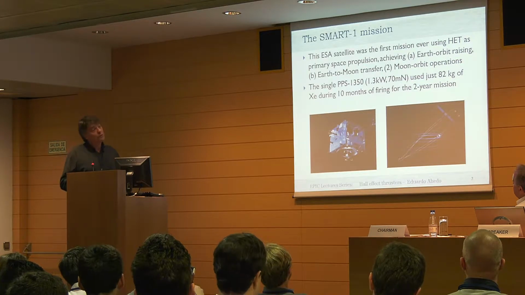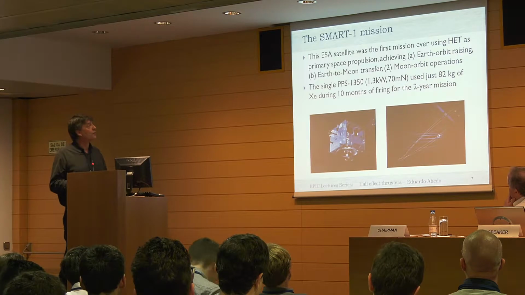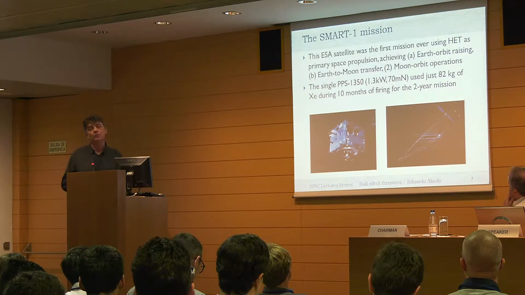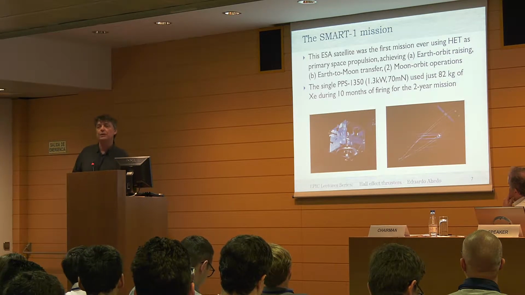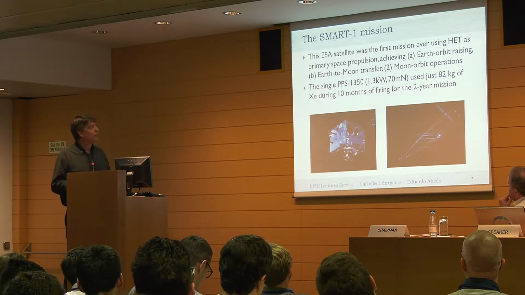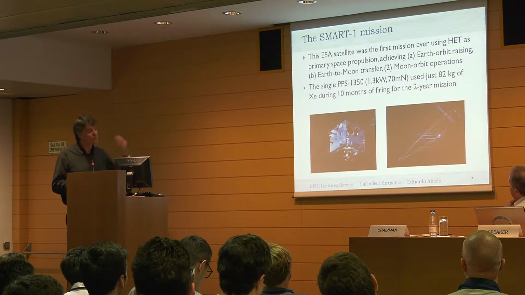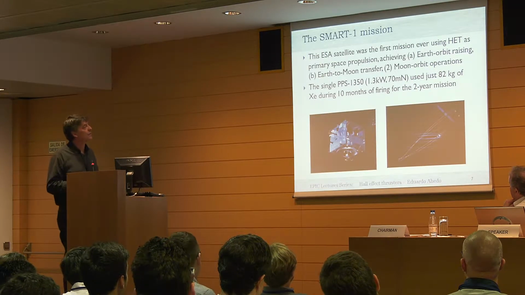Okay, the Smart 1 mission was already commented before. It was the first mission ever where Hall effect thrusters were used for primary space propulsion. I mean, this is not for station keeping, but for change of orbit of one satellite. So there was the Earth orbit raising with a Hall thruster, possibly the first time Earth orbit raising was done with this type of thruster.